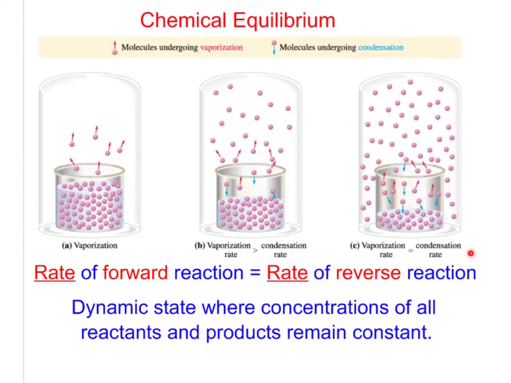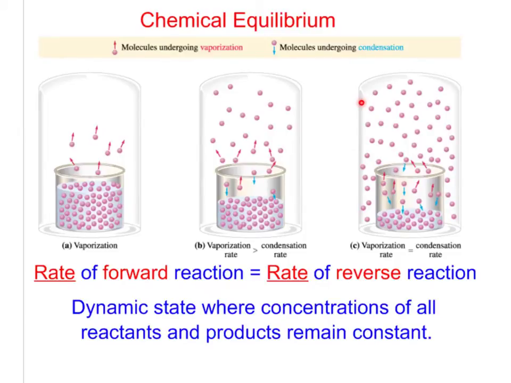This is in a state of equilibrium because the rate of the forward reaction, or the rate of vaporization, is equal to the rate of condensation. In chemistry, when the rate of the forward reaction is equal to the rate of the reverse reaction, we are in chemical equilibrium. This would be considered chemical equilibrium.